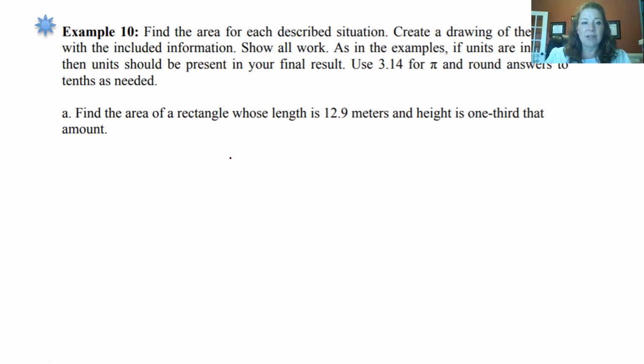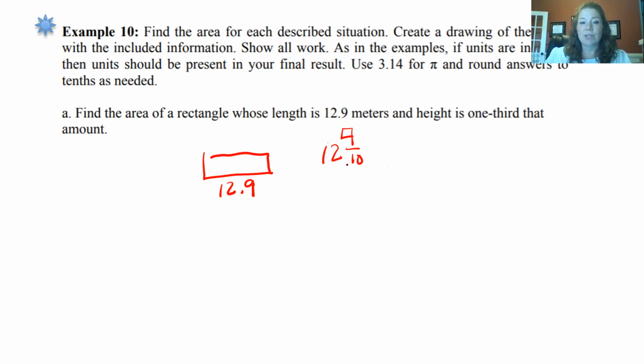So it says find the area of a rectangle whose length is 12.9 and height is 1/3 that amount. So 1/3 of 12.9. So the first thing I'm going to do is write 12 and 9/10. And we want to find 1/3 of that amount. That means we're going to multiply by 1/3.